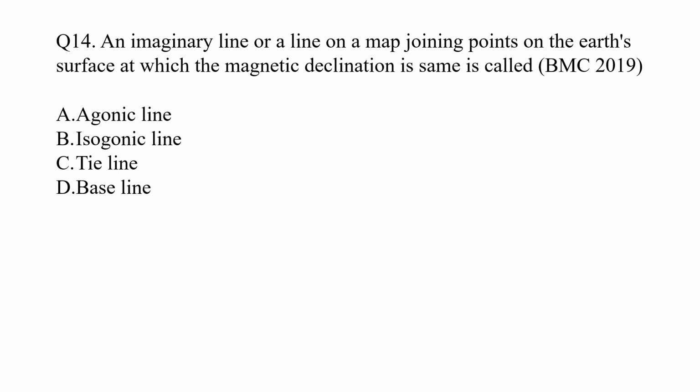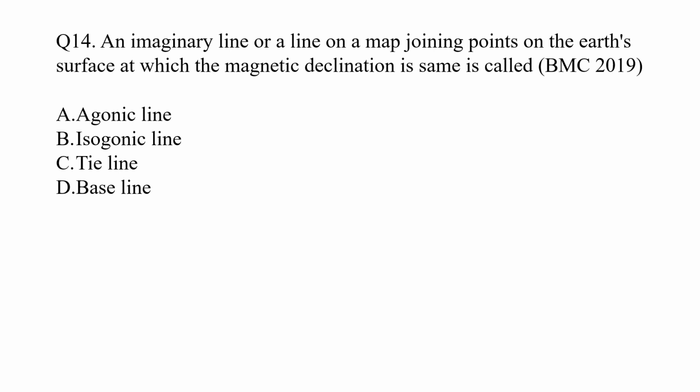Then next question, an imaginary line on a map joining the points on the earth's surface at which the magnetic declination is the same is called. Magnetic declination is the angle between true bearing and magnetic bearing. If the magnetic declination is the same, then that line is an isogonic line, and if the magnetic declination is zero, then that line is the agonic line.